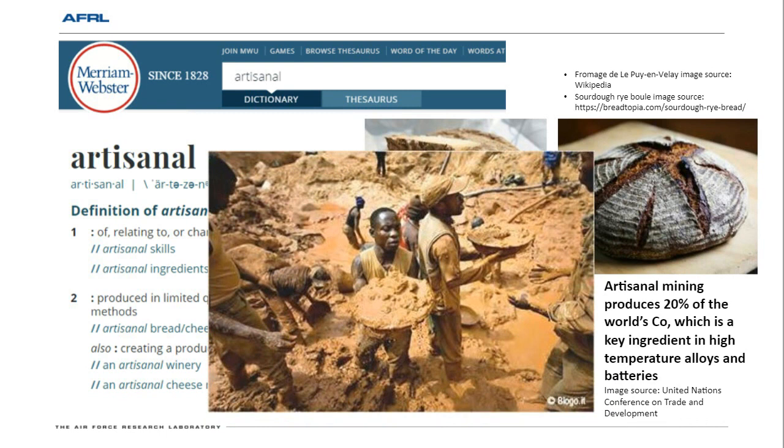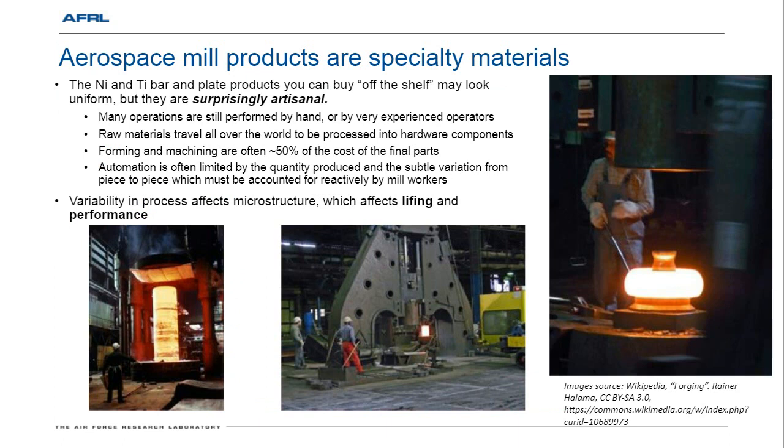So I'm making the case here that aerospace mill products are specialty materials, and that those who produce them are artisans. The nickel and titanium bar and plate products that you can buy off the shelf may look very uniform, but the process for making them is surprisingly artisanal. Many operations are still performed by hand by very experienced operators, and automation is actually limited by the quantity that's produced.